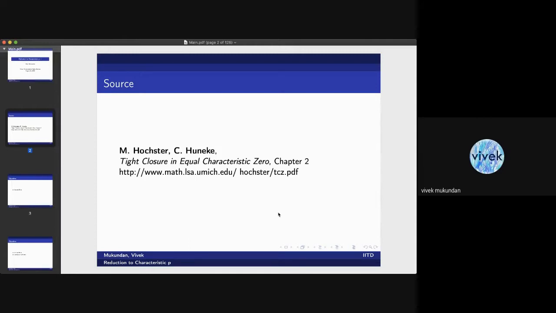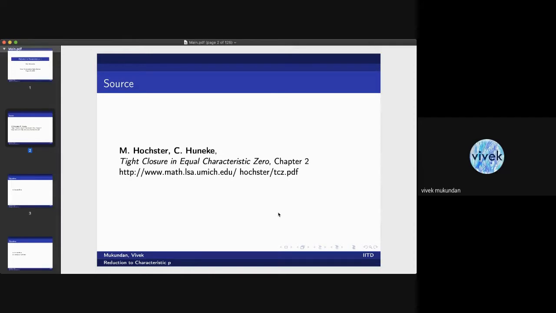Their main objective in that expository note is to define tight closure in equal characteristic 0, but they dedicate one whole chapter, Chapter 2, to reduction to characteristic P. And that's what we are going to be following today.